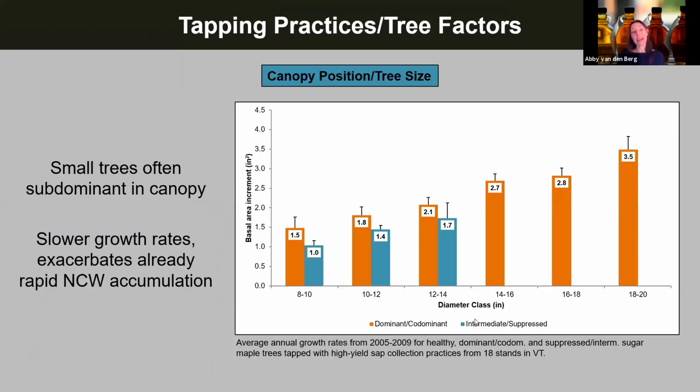And many of these smaller trees are often subdominant in the canopy, so they're not the main canopy trees like our main crop trees. These trees that are lower in the canopy have much slower growth rates relative to their dominant or co-dominant neighbors. That makes an already rapid non-conductive wood accumulation even worse, because slower growth rates mean that new conductive wood is being added even more slowly. So you can see where tapping small trees perpetuates itself and has multiple contributing factors, making it a very unattractive idea after a year or two.